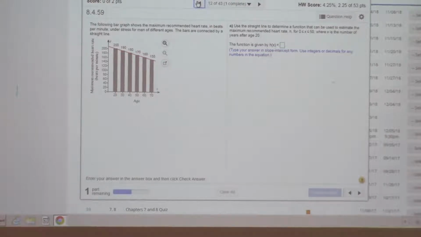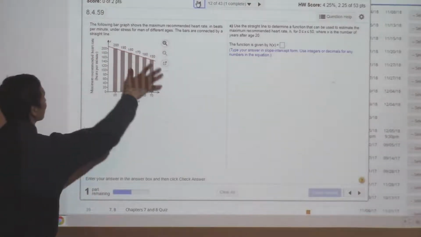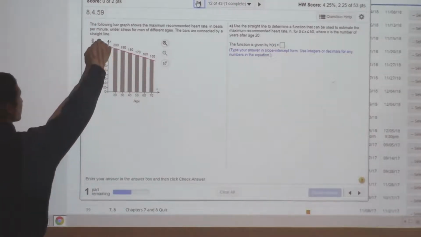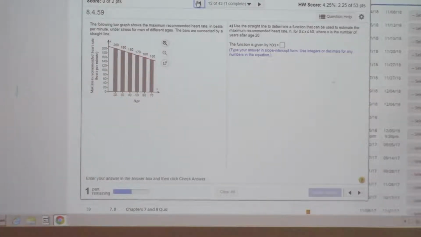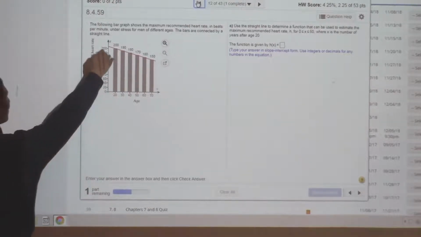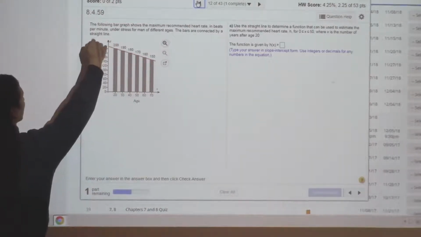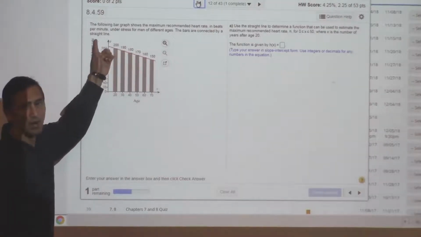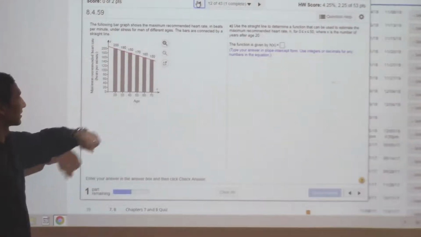Okay, so here we have a graph, and from that graph, it's a line, right, a straight line. We have to find the equation, right? Not equation. We have to find the function that represents this linear model.